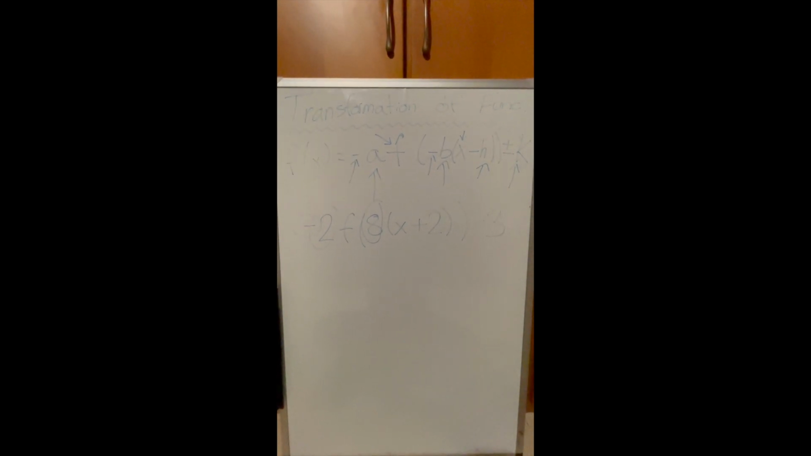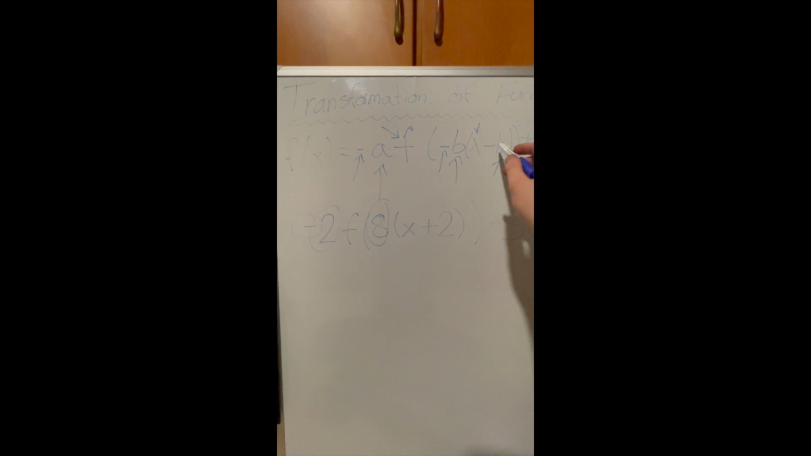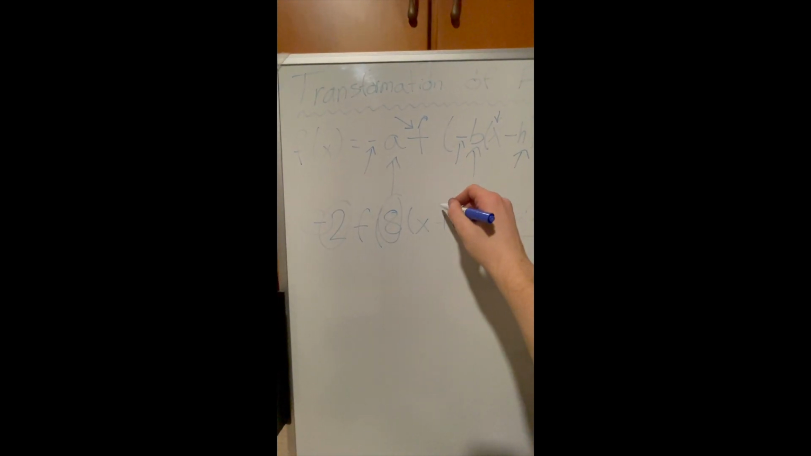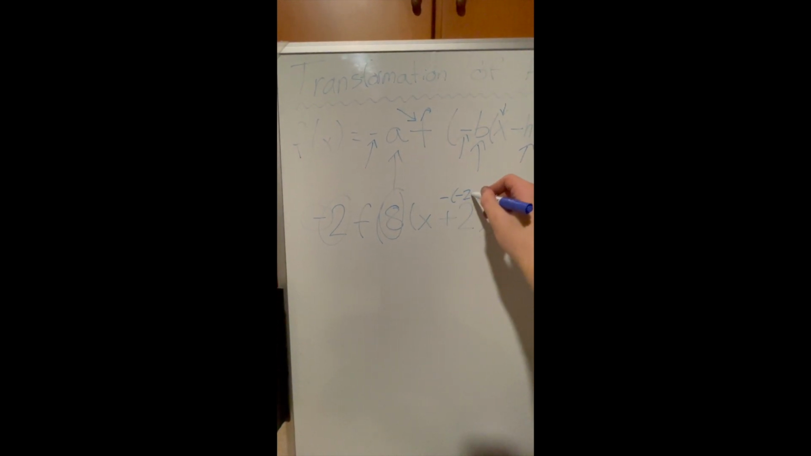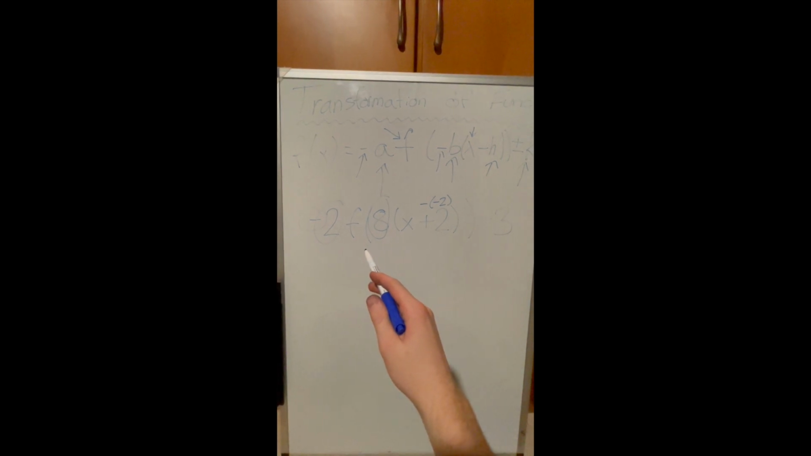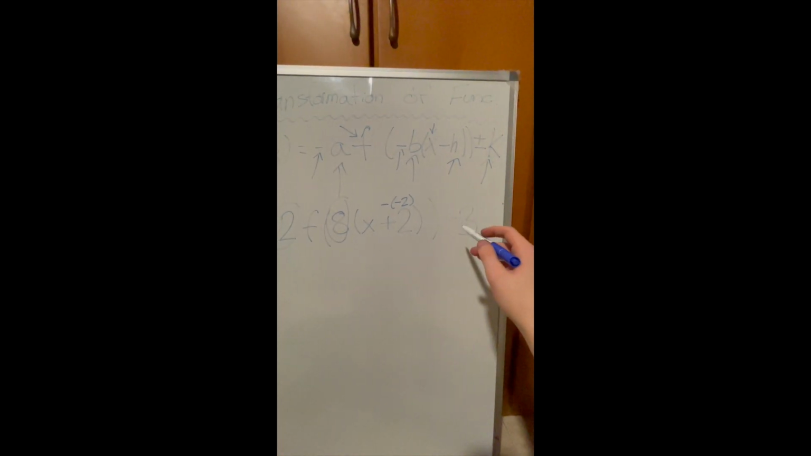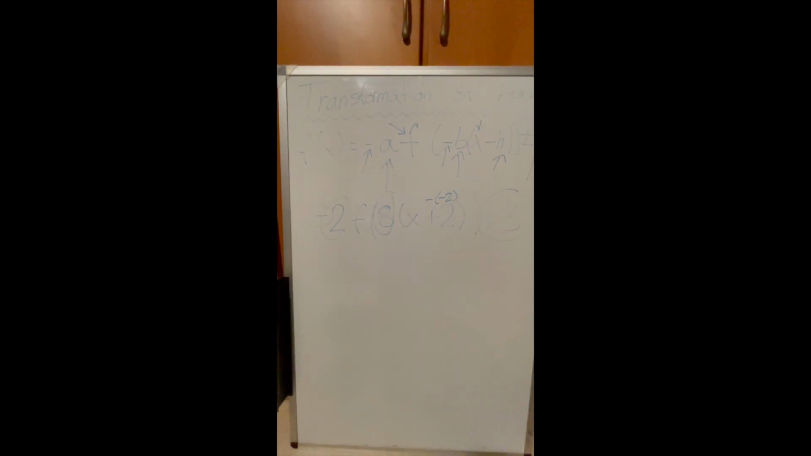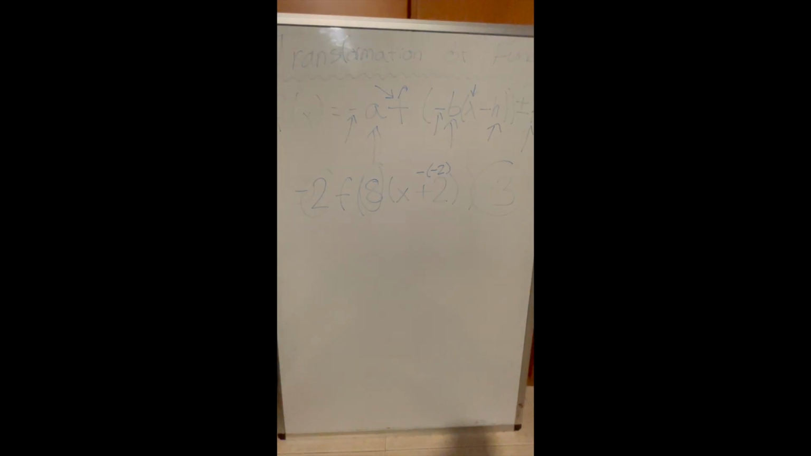Then, this is a bit tricky here, as since the format is minus h, this isn't really a positive 2, this is a negative 2. So, our graph would shift to the left 2 units. And finally, our graph would shift down 3 units, as it's a negative 3. Let's practice with another example.